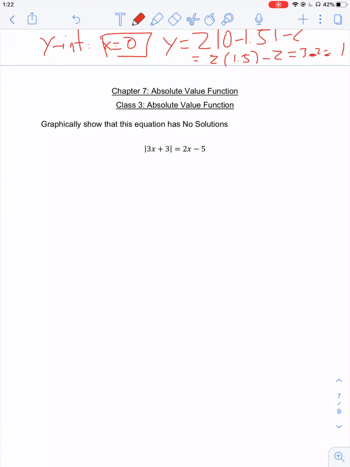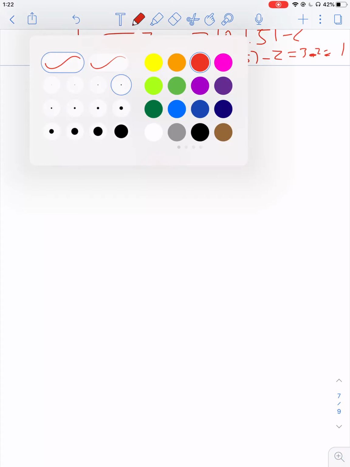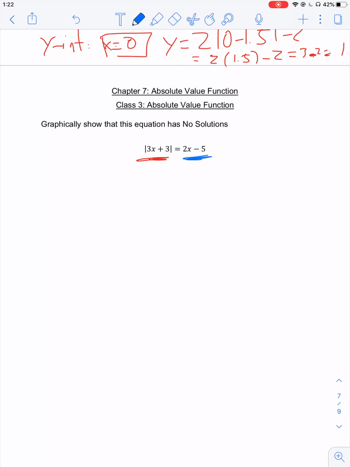Graphically show that this equation has no solutions. Okay, so let's just graph this. Again, the problem here is that the coefficient of my x is not 1, so this would be my first function. So graphically, when they're asking you to show that graphically there's no solution, graph this function and graph this function separately and show that there's no point of intersection.